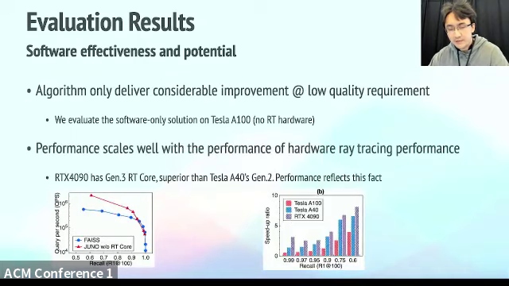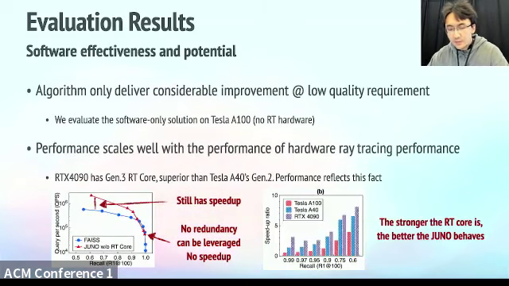We also verified the effectiveness of our algorithm only on a Tesla A100, which is a GPU without RT cores. Our algorithm still gets significant improvement at lower search quality. While in higher quality, there is little redundancy that can be utilized, so there's no improvement without the efficient distance calculation of RT cores.